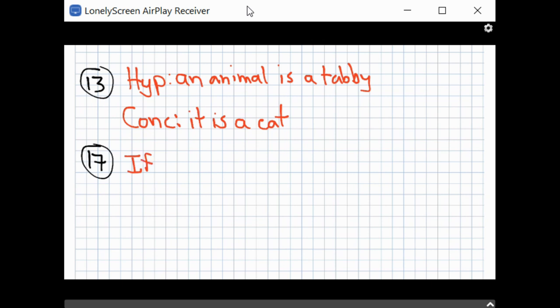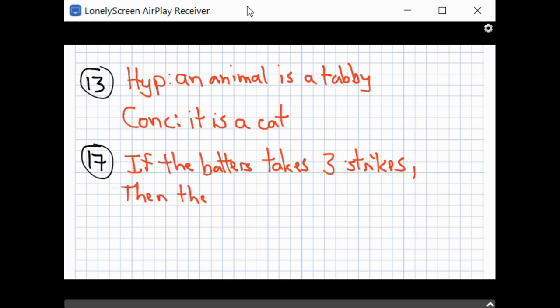If the batter takes, for all you baseball fans out there, go Dodgers, so we don't want 3 strikes for them. Okay, if the batter takes 3 strikes, well, what happens? Then the batter is out. And so we have turned that sentence into a conditional statement where if one part is predicated on the other part, the being out is predicated on the hypothesis of the 3 strikes.